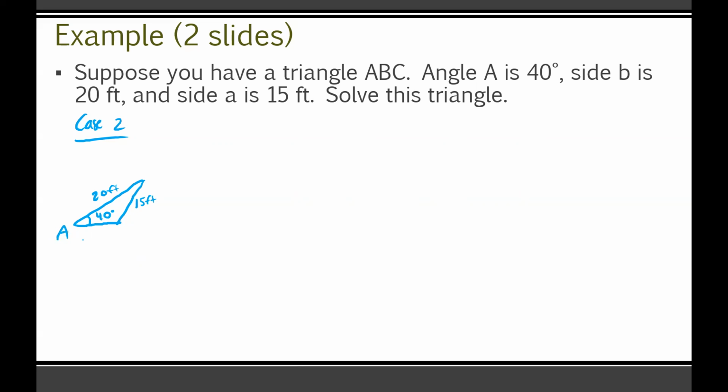Let's label these sides so we don't get lost. This is going to be angle A. It has to be. That's what we were given. This has to be side B. This has to be side A. You know what? Maybe I shouldn't write that there. I'll write it just below it. There we go. That's a little bit better.